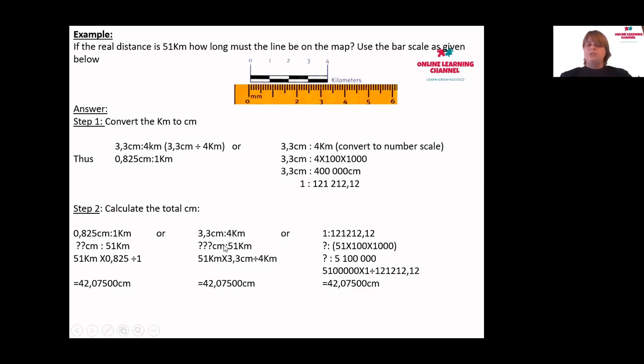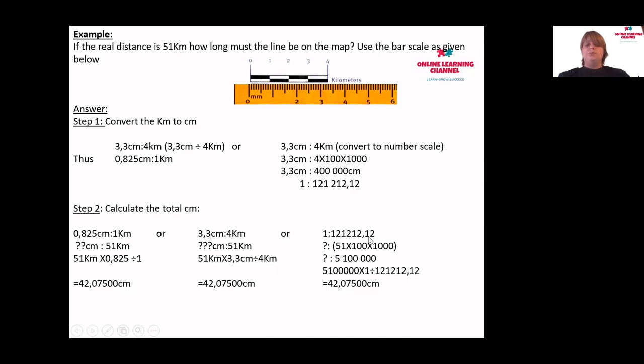Or you can use this method, which says 3.3 centimeters is 4 kilometers. Because we use the cross method, this will also work. This one is actually the easier one for me to use. So you're going to say 51 multiplied by 3.3 centimeters, divided by 4 kilometers, and you get the same answer.